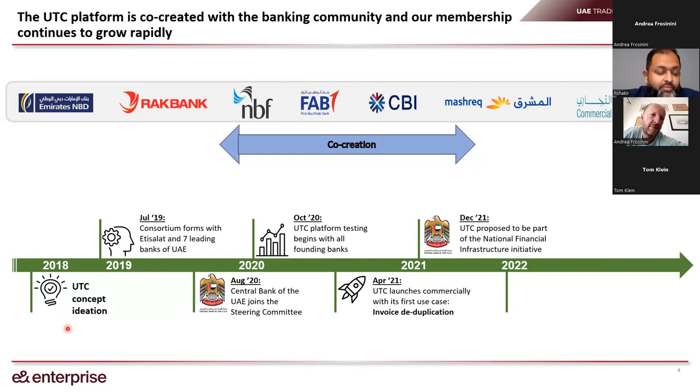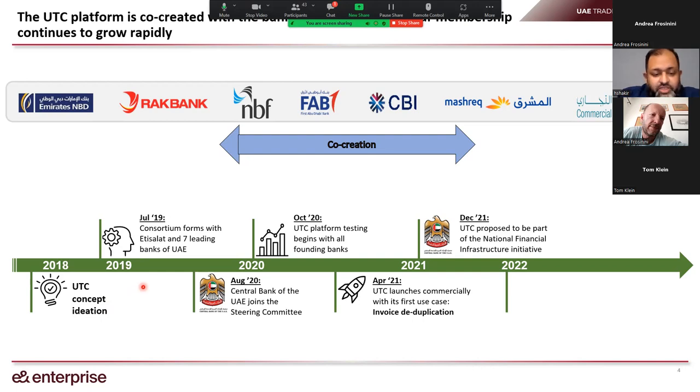Well, if it's an industry-wide problem, we need to have all the banks in it. So we invited all the banks, seven of the more agile ones, more ready to tackle a problem, and said, let's form a consortium. So seven banks, Etisalat, the anchor telecom provider in the country, and a technology partner got together. And all these banks were the ones that started the journey with us.